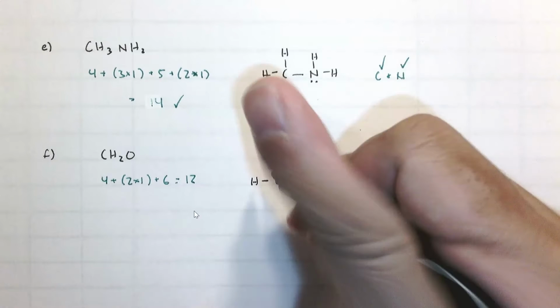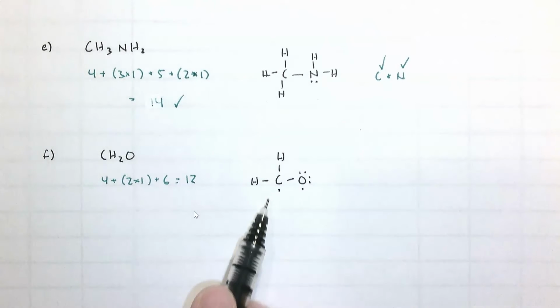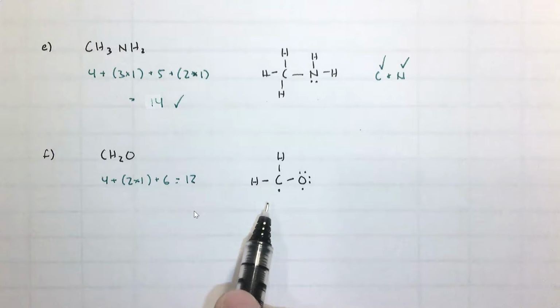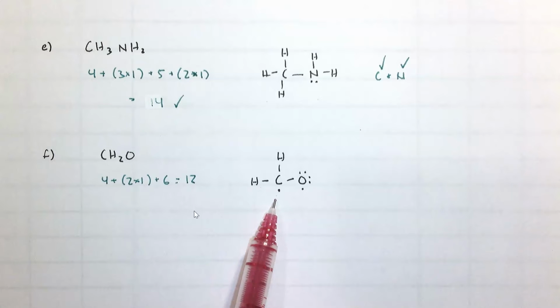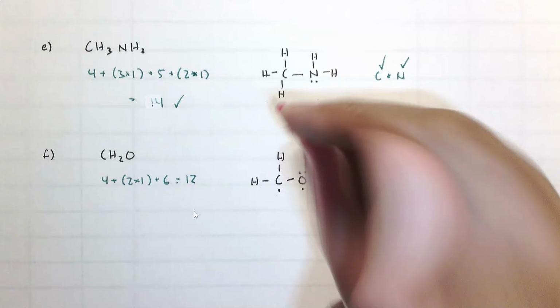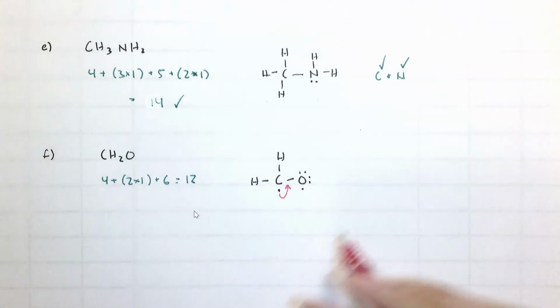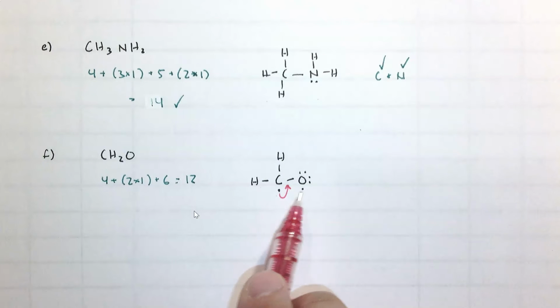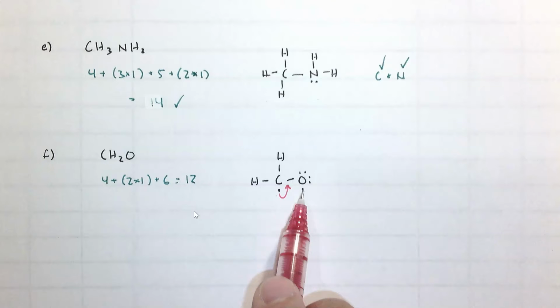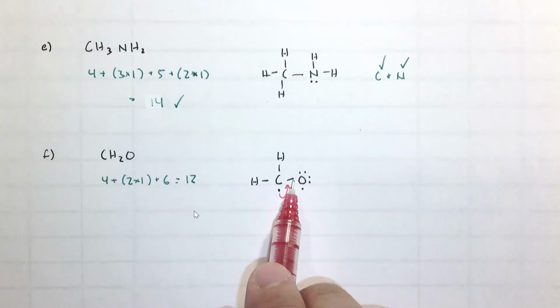Remember that carbon had 4 valence electrons brought to the bonding party. 1, 2, 3, 4. You notice that carbon does not satisfy the octet rule. 1, 2, 3, 4, 5, 6, 7. Oxygen, before we move this electron, doesn't satisfy the octet rule. 1, 2, 3, 4, 5, 6, 7.